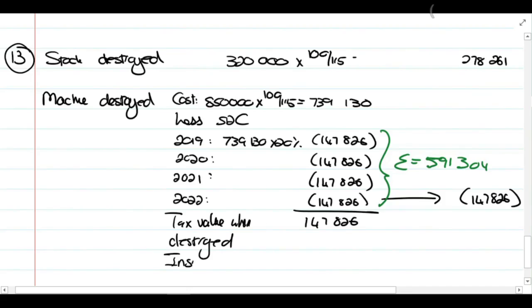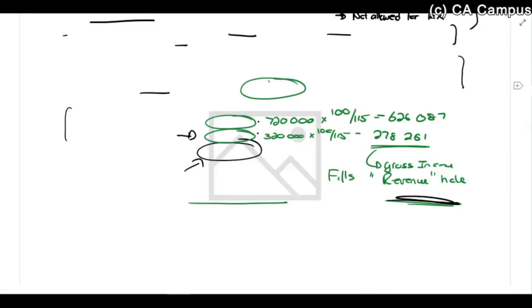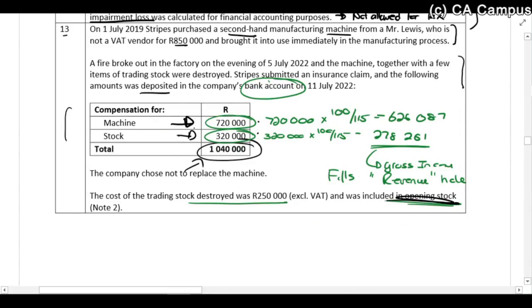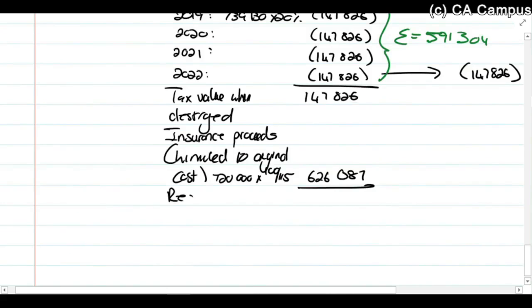So then we have our insurance proceeds that we received. So this is usually our selling price. So we say insurance proceeds limited to original cost. And remember what that means. It doesn't mean you have to use the original cost. It just means it can't exceed the original cost. Now this is already, you can see, 720,000, including the VAT amount. So that's not an issue. So 720 times 100 over 115 gives us 626,087.